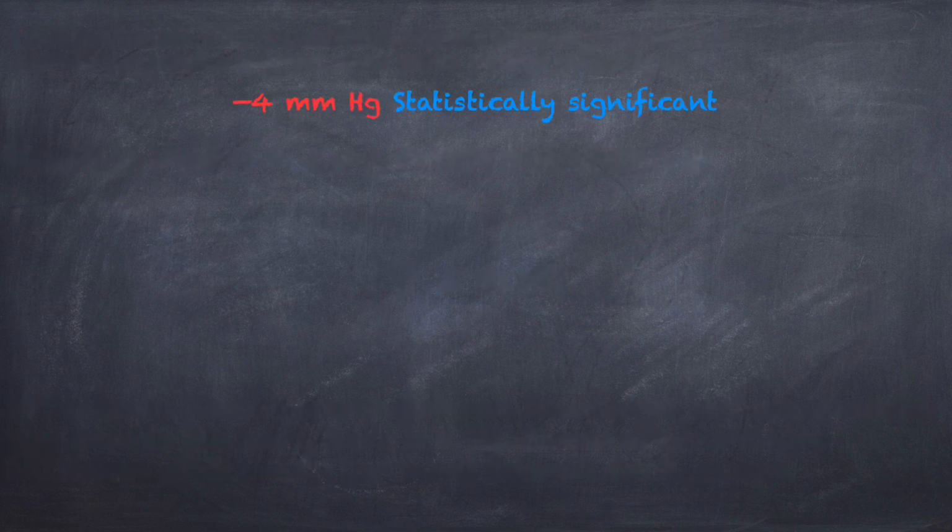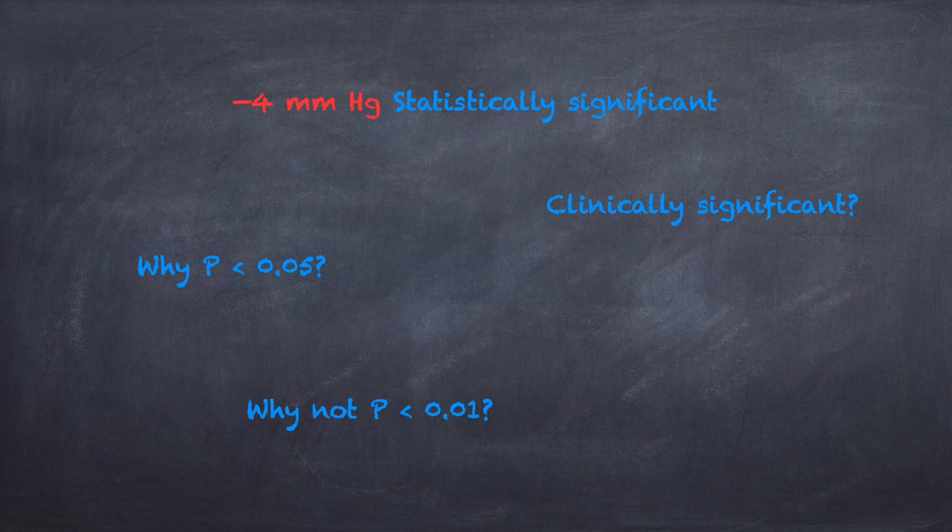Now, if we say that a difference of 4 mmHg is statistically significant, does that mean that it is actually clinically significant? Is this difference actually important for a patient? Also, why is the cutoff at 0.05? Why not make it more strict, like 0.01? Or just an arbitrary number like 0.067?